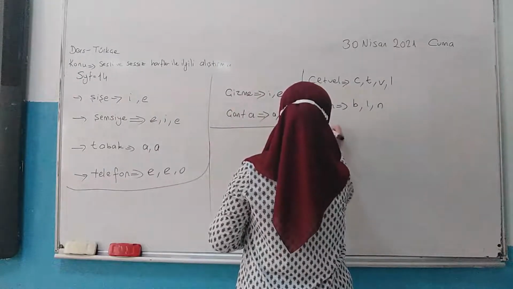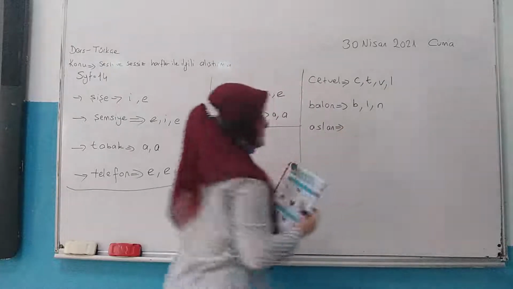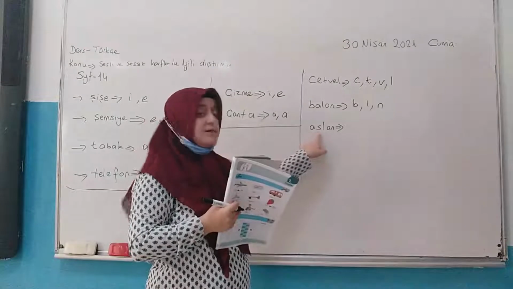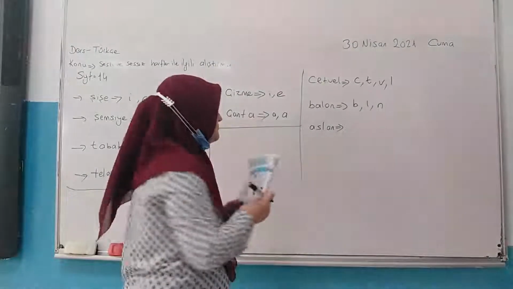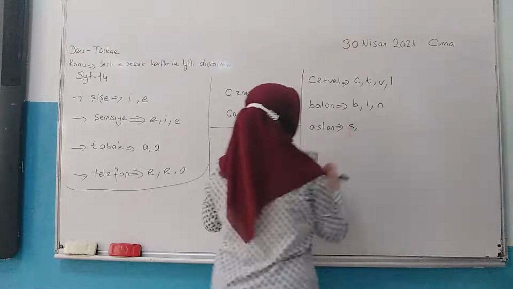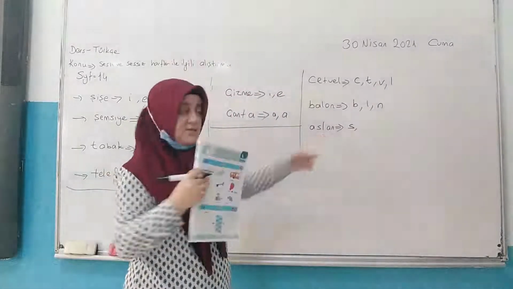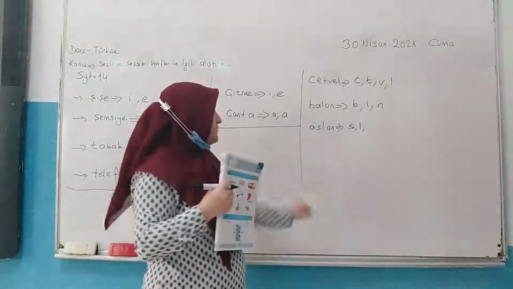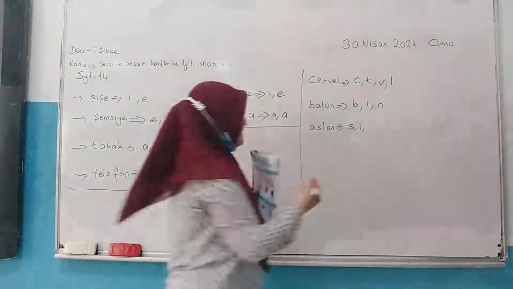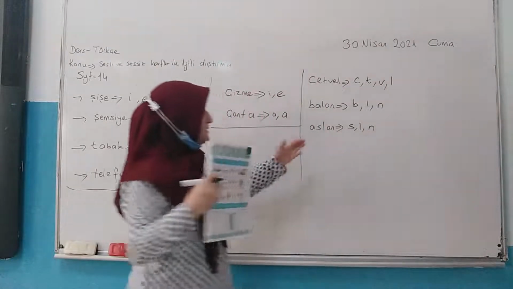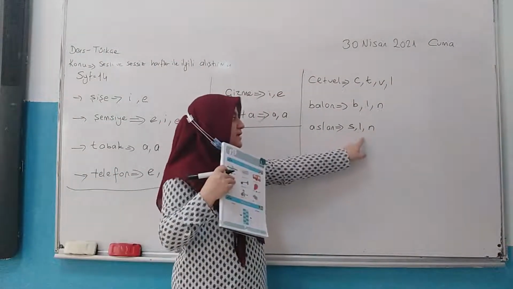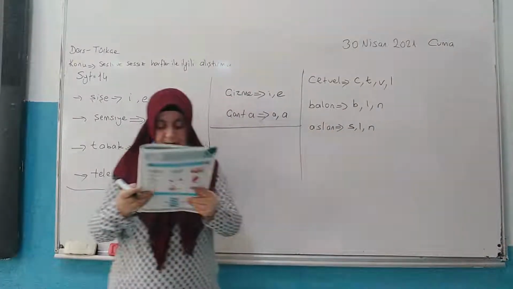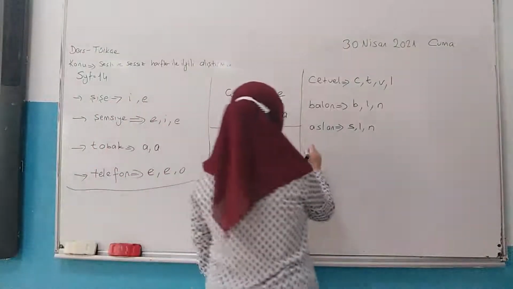Aslan. Aslan means lion. A sesli harf. S sessiz harf. L sessiz harf. A sesli harf. N sessiz harf. Aslan. We have S, L, N as a consonant inside of this word. Aslan.